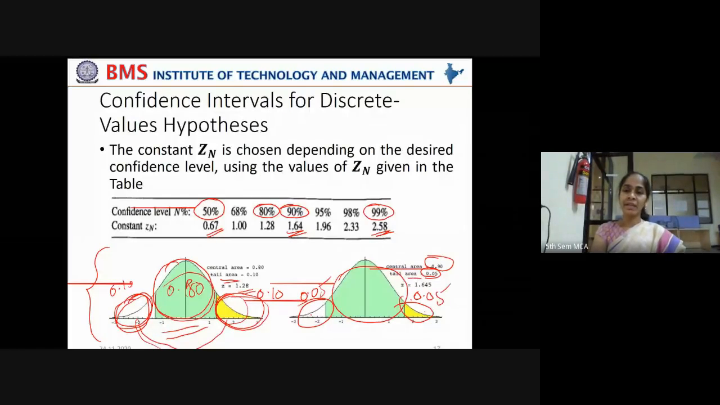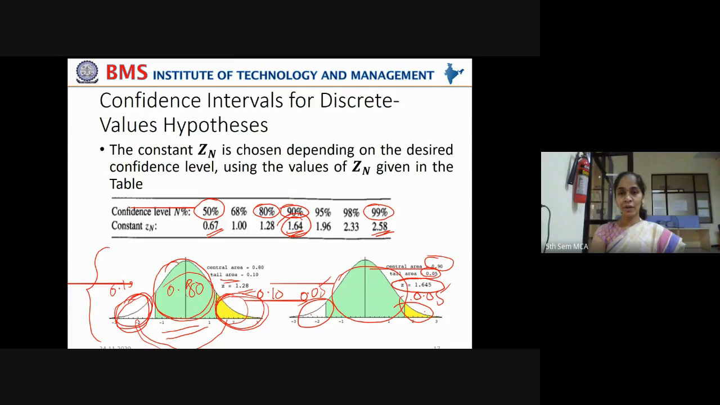In that case, what is the critical value? Z is equal to 1.645. That is what is taken here in the table. Got it? That is how the table is created to readily supply the Z values for different confidence intervals. Did you understand clearly now?